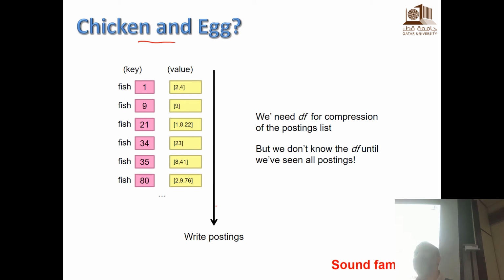Yes? We need to add it as the first element that comes to the reducer for the specific term. Okay, so you want to say that I want to add here fish, and here the value will be the document frequency, right? That's what you are saying. Okay. How can we get this?